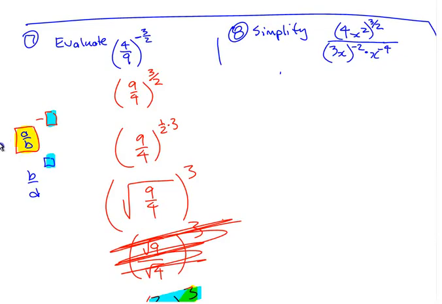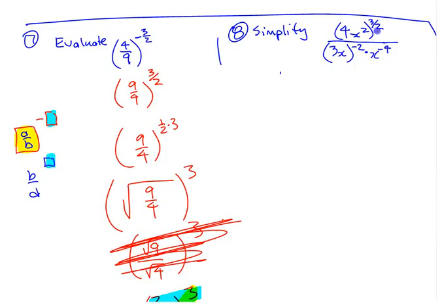A few of you asked this question. You said, does this 2 in here apply to both of these things? Or just the x? What's the answer to that? Just the x, because if we wanted it to apply to both of those, we'd have to put another set of brackets in there. If there's a power there, it's just on the first thing.